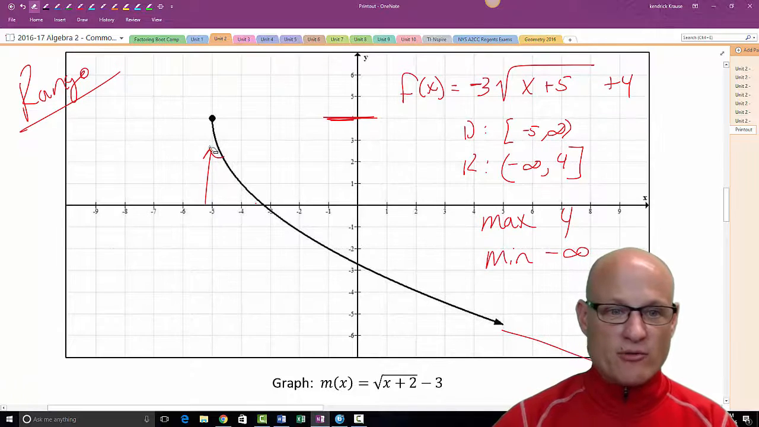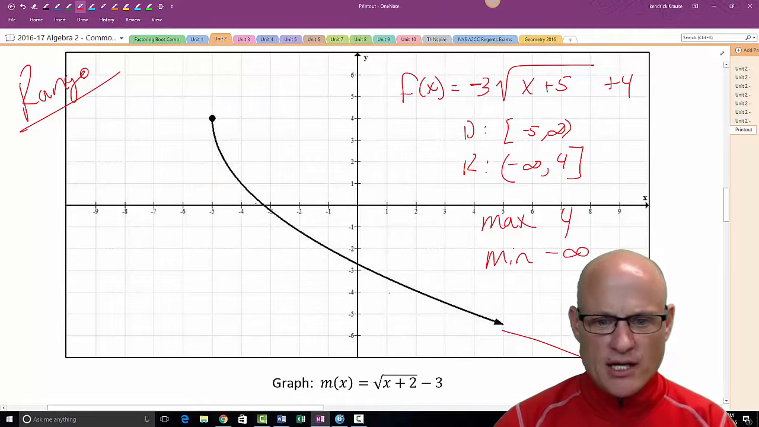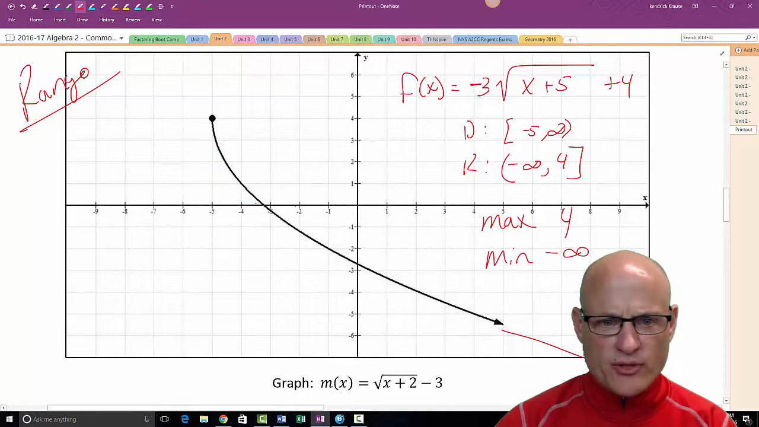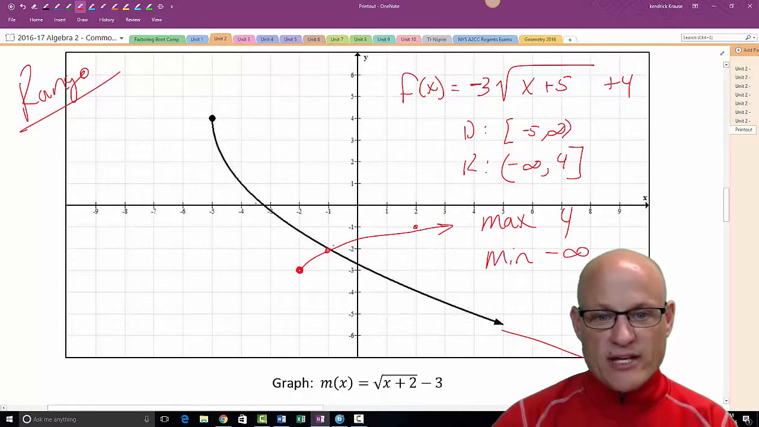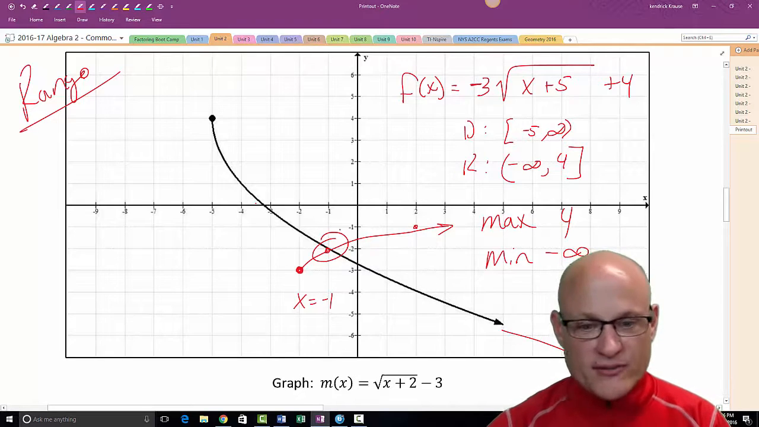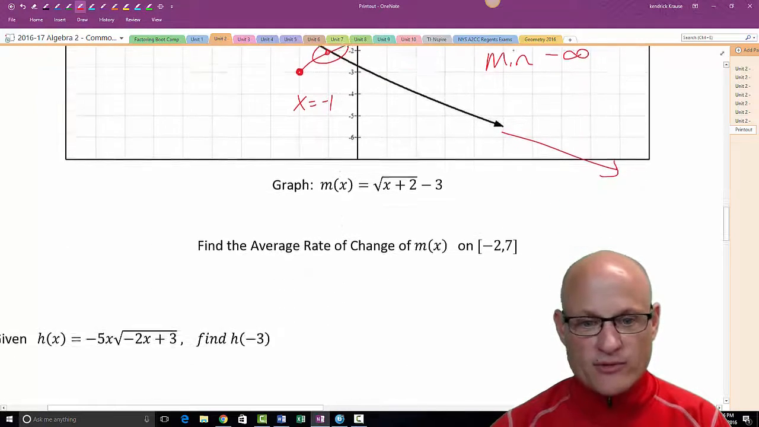All right, let's graph this other one. X plus 2, so we're going to move to the left 2 and down 3. We're going over 1, up 1, over 4, up 2. Boom, done. There it is. So when are they equal? They're equal at x equals negative 1. And then you can answer the greater than or less than questions.